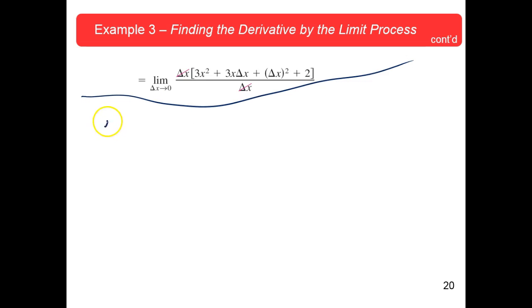Example 7: the function f of x is equal to x to the 1/3 power. How's another way we could write that function? This is exponential notation. It's the same as the cube root of x. Notice that in exponential notation, the numerator is the exponent of the radicand, that's a 1, and the denominator is the index of the radical, 3.